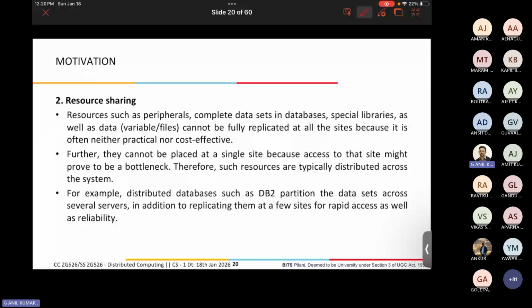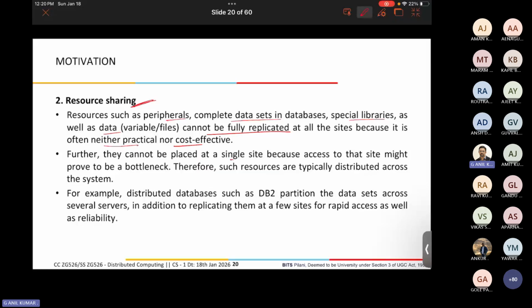And resource sharing. Most of the time we try to share our resources with respect to hardware, software, or peripheral devices also, for which again distribution comes into the picture. So resources such as peripherals, complete data sets in databases, special libraries, as well as data cannot be fully replicated at all the sites. Practically, replicating all the data across all the sites is very complex, and at times it's not possible also. For that reason we go for distribution. We divide the data across multiple locations and start accessing them, because it is often neither practical nor cost effective.